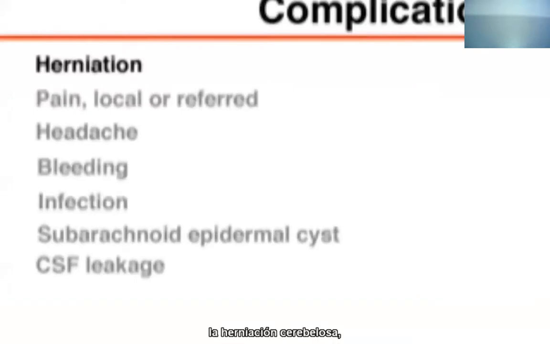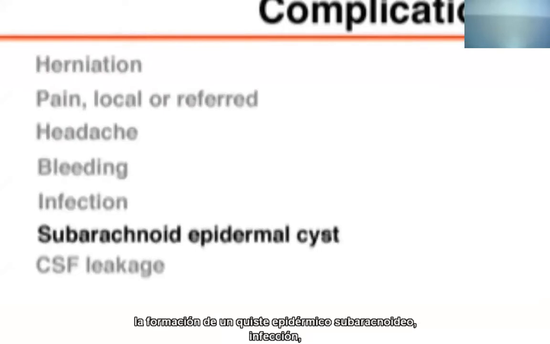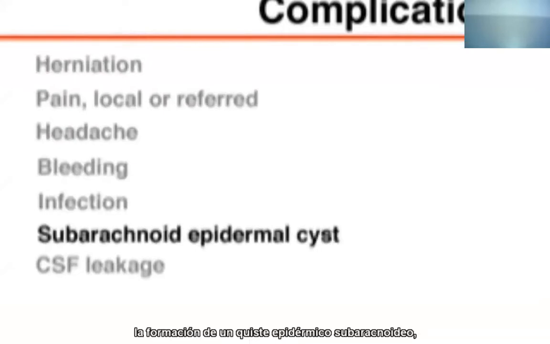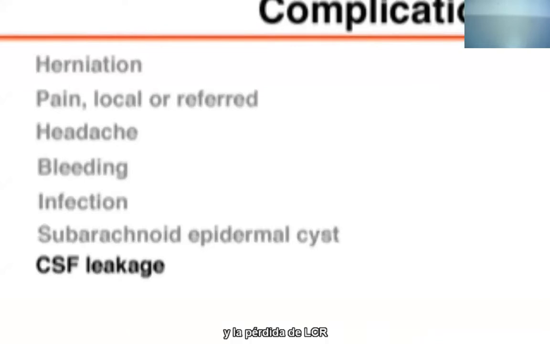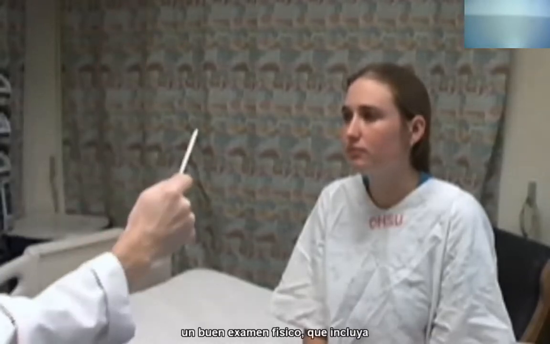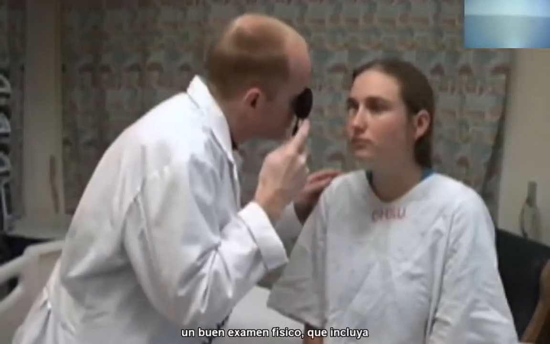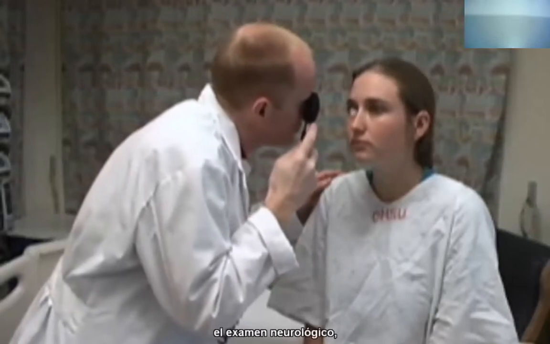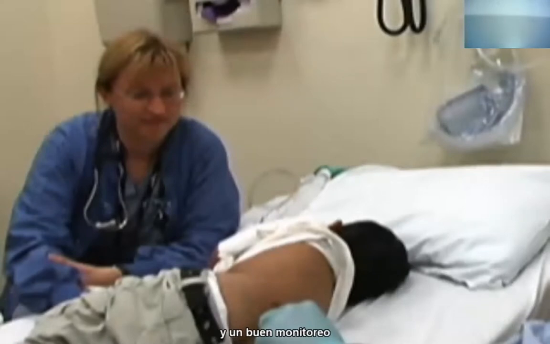Lumbar puncture has numerous complications, including cerebellar herniation, referred pain, headache, bleeding, infection, the formation of a subarachnoid epidermal cyst, and leakage of spinal fluid. You can avoid many of these complications by conducting a careful assessment of the patient before the procedure, including a thorough neurologic examination and retinoscopy, and monitoring the patient throughout the procedure.